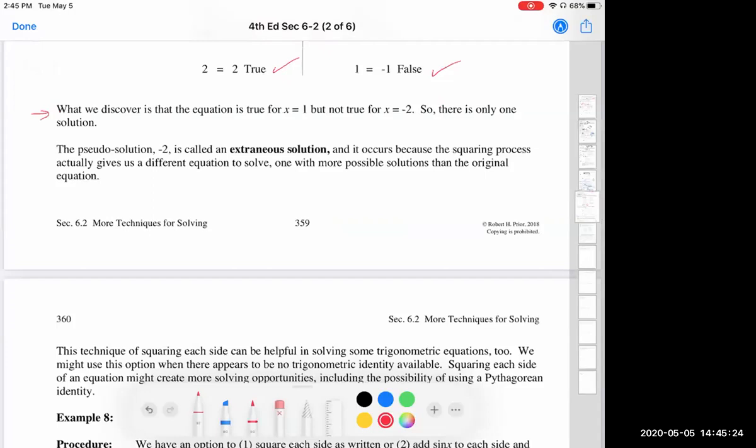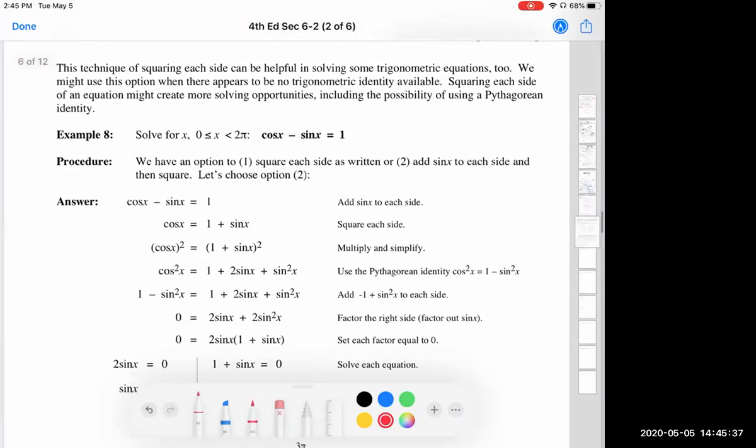The -2 is called an extraneous solution, and it occurs because the squaring process actually gives us a different equation to solve, one with more possible solutions than the original equation. This technique of squaring each side can be helpful in solving some trig equations. We might use this option when there appears to be no trig identity available. Squaring each side of an equation might create more solving opportunities, including the possibility of using a Pythagorean identity.